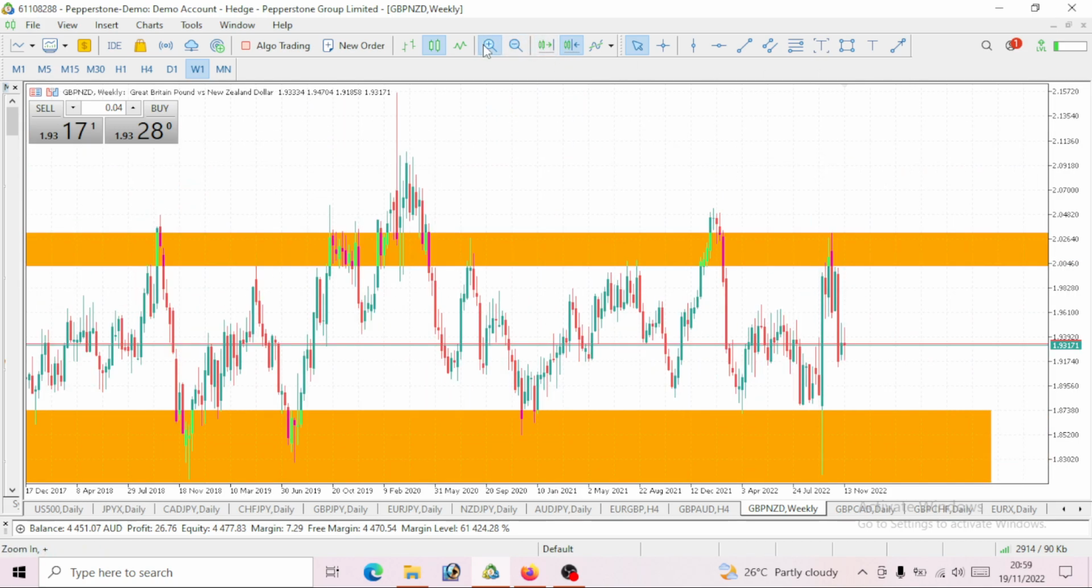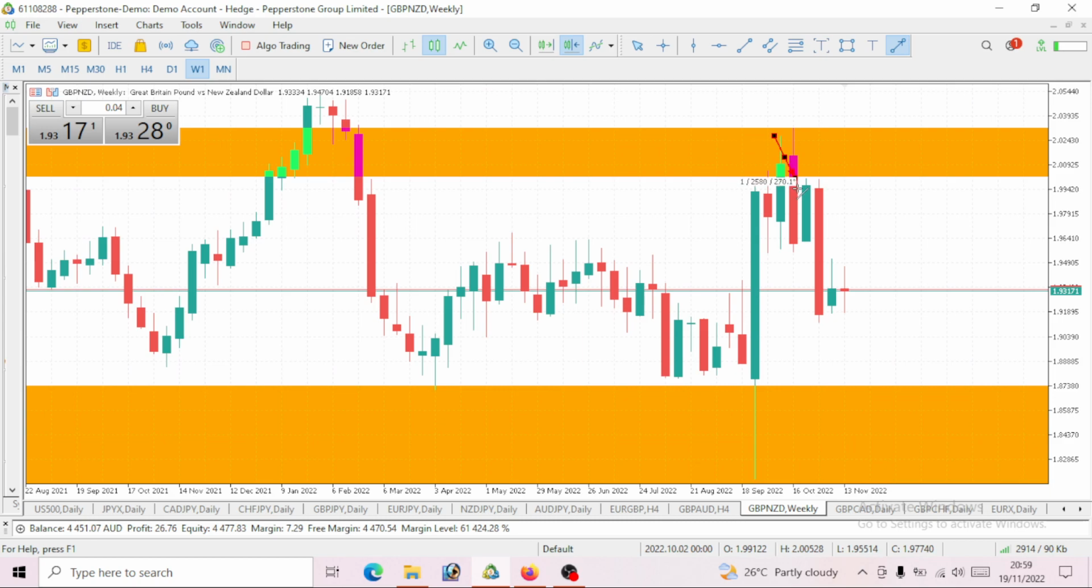That should take us to the weekly time frame. On this weekly time frame, let's see if price will give us a bearish move. This will be the correction on GBP New Zealand. This will be the bearish move. Let's see if this will be the correction. And guess what again? Another bearish move.